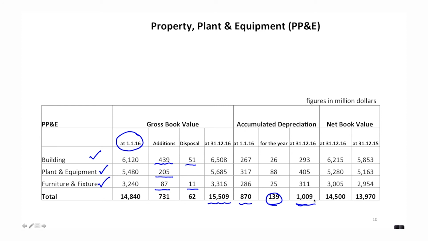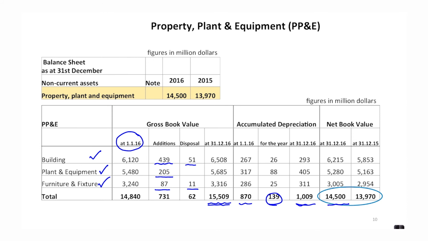coming to a figure of $1,009 million. I know you must be wondering what is depreciation, but we will be doing that in the next week. Finally, you arrive at the net book value of the assets. So to start with, you have 15,509, which is the total cost of all the assets with us. You minus the depreciation that you have charged so far, and you arrive at the net book value of 14,500 of property, plant and equipment or fixed assets.